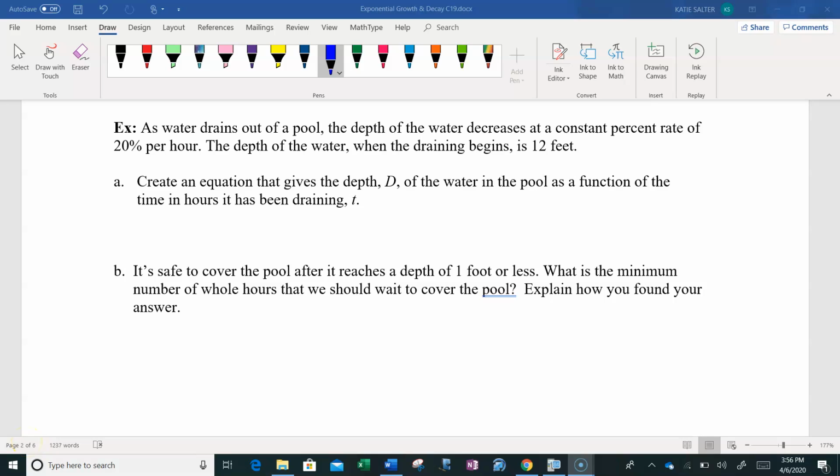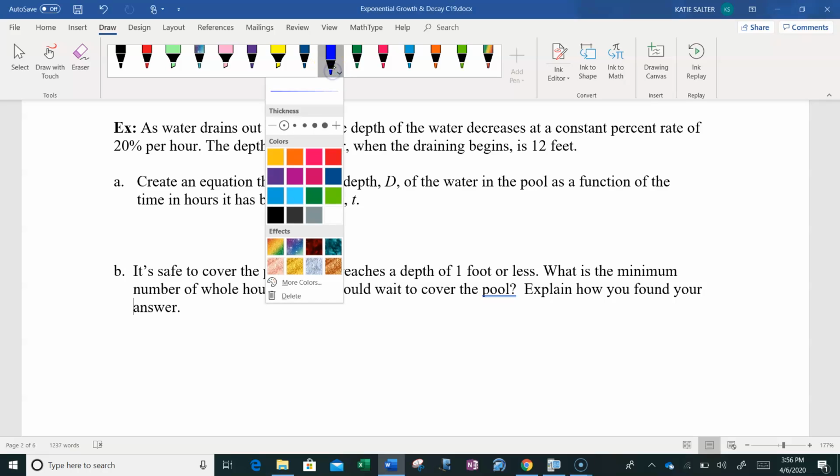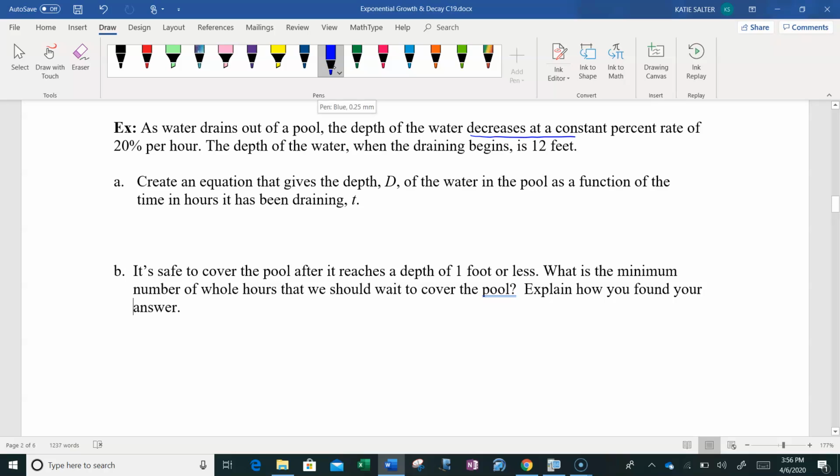Okay, so coming back to working with growth and decay by a percent, let's read this example. As water drains out of a pool, the depth of the water decreases at a constant percent rate of 20% per hour. All right, so guys, remember the key is anything that grows or decays by a percent is multiplicative, because anytime we do percentage of something, we multiply. Therefore, this is why we're going to create an exponential function.